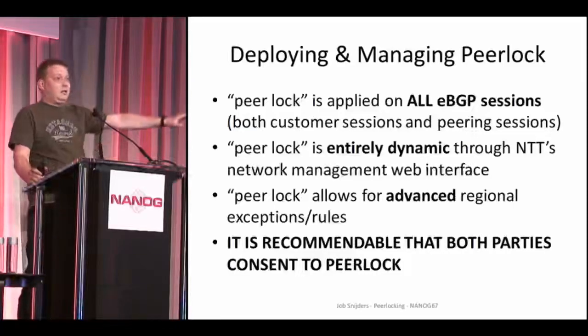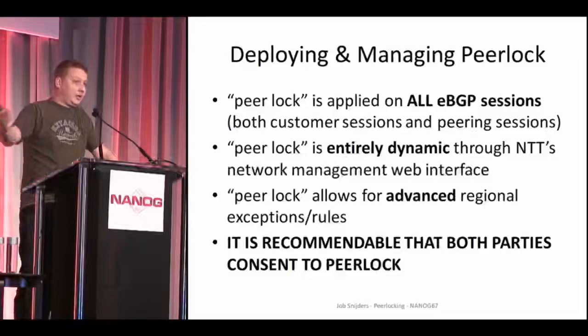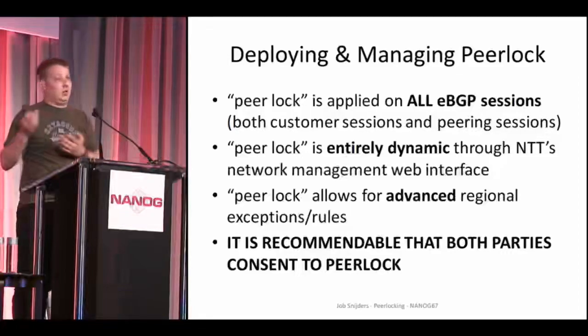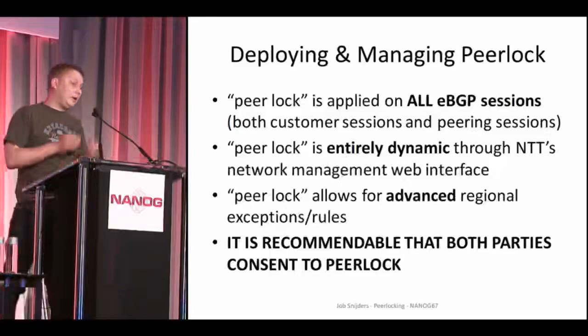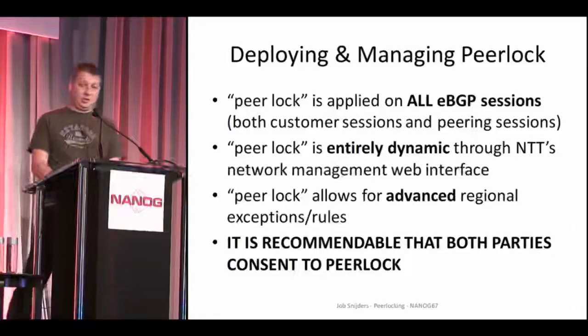Because if you apply a filter on all your eBGP sessions that prevents any other intermediate network from propagating your peer's routes to you, and maybe at some point you have a dispute or the relationship ends, but you have those filters in place and your peer is not aware of those filters, you might end up with a small partitioning of the internet. But if both parties are in the know that this type of filter is in place, then both parties can plan accordingly and request changes from each other.